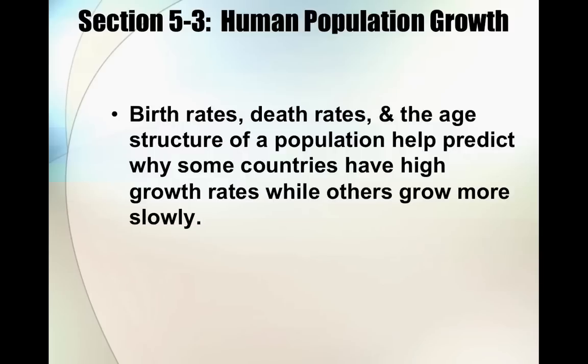So birth rates, death rates, and the age structure of a population help predict why some countries have high growth rates while other countries grow more slowly. The countries that grow slowly are the developed countries. These are the first world countries. These are the countries of Northern Europe, North America, the United States of America, Canada. These are very developed and very educated countries that are growing slowly. However, countries that are less developed, third world countries, even some second world countries, have higher growth rates. Their populations are growing at a very fast pace.